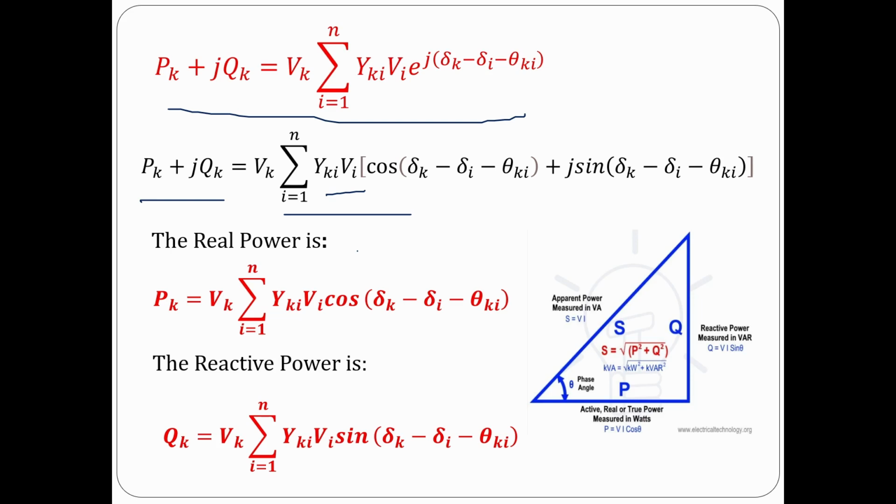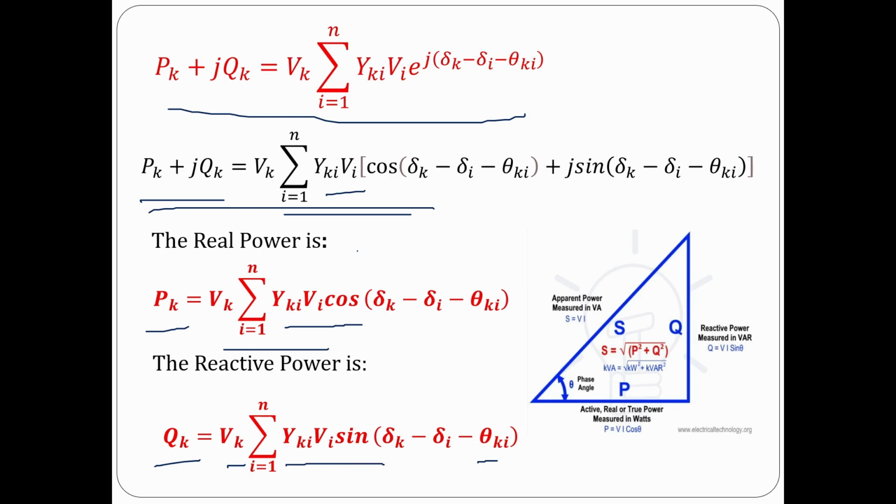So to dissect it into real and reactive power, we get Pk is equal to Vk times the summation from i equals 1 to n of Yki Vi cosine (delta k minus delta i minus theta ki). And the reactive power is Qk equals Vk times the summation from i equals 1 to n of Yki Vi sine (delta k minus delta i minus theta ki). So these are the characteristics of power flow equations.